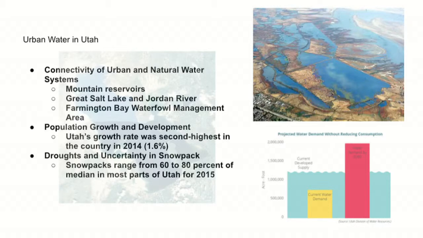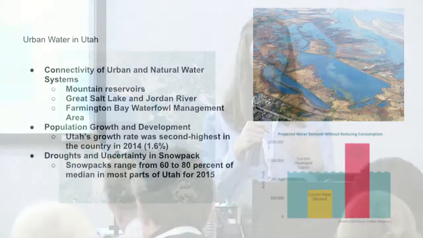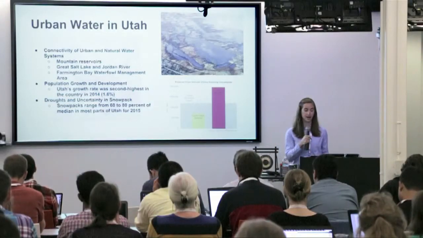In Utah, this is not atypical. A lot of rapidly developing communities experience these same things, but in Utah, it's a really good case study and area of focus for us. We've got some natural systems that feed directly into the urban system, the mountain reservoirs, and then we've got a big receiving body, the Great Salt Lake, and some areas of particular interest, the Farmington Bay waterfowl management area. They're very concerned about what the urban system's doing to that area.